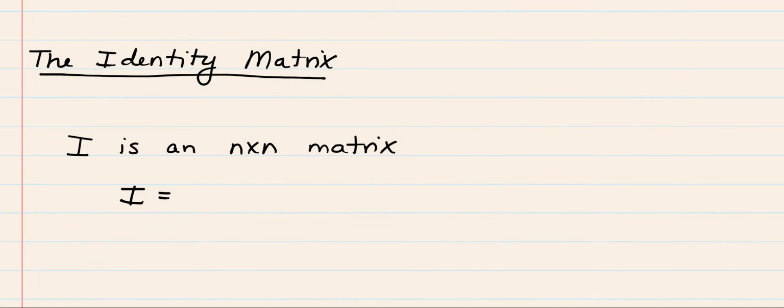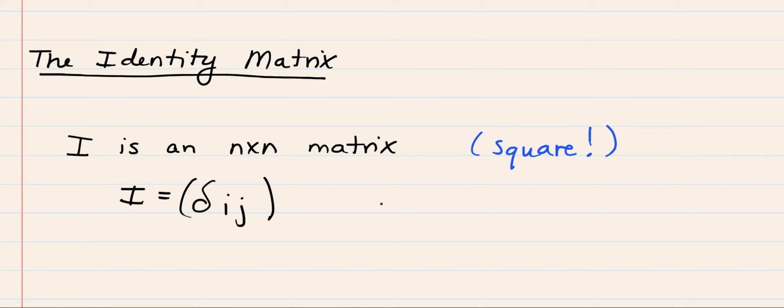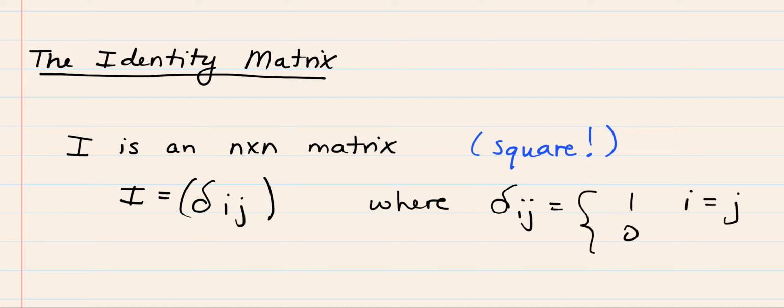I just have a couple more things I want to talk about. The first thing is something called the identity matrix. The identity matrix is a square matrix. Notice that I have n by n, and we call this matrix I. So if you see the capital letter I, you're always going to think of this identity matrix. And this matrix is equal to delta ij, where delta ij is equal to 1 or 0: it's 1 if i is equal to j, and it's 0 if i is not equal to j.